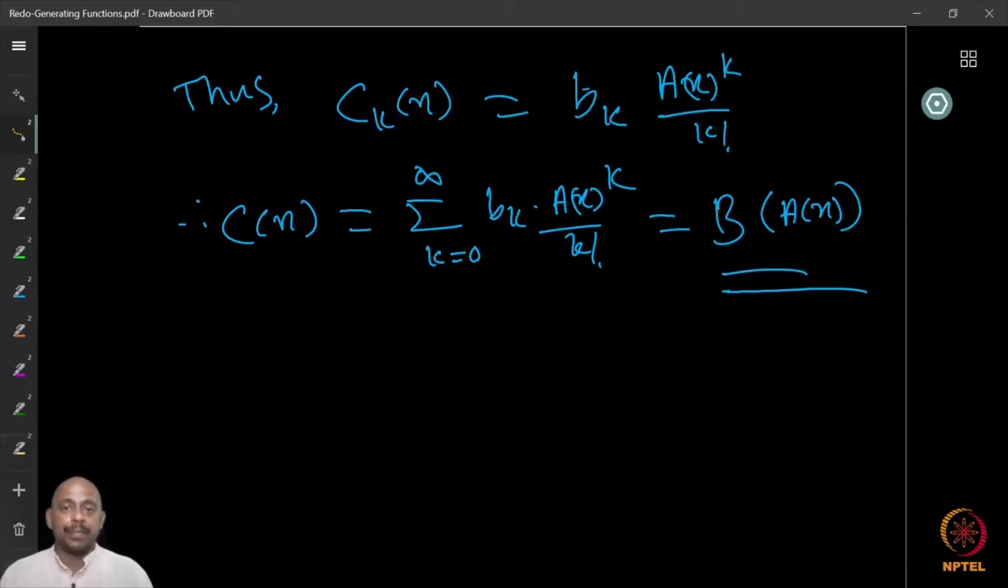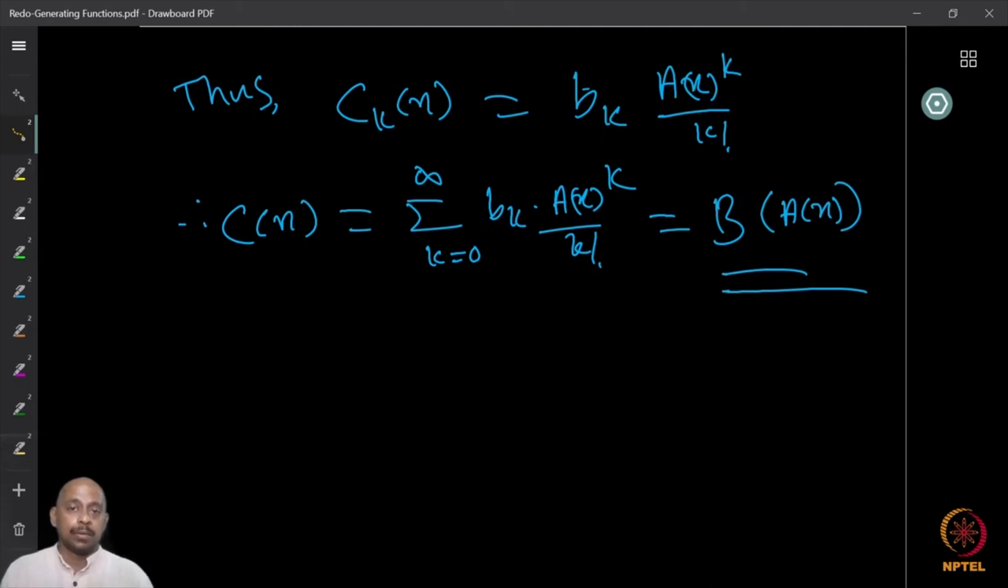b_k into (A(x))^k by k factorial, because (A(x))^k by k factorial is the number of ways we can put A structures on the k blocks. And b_k is the number of ways to make B structures from the k distinct objects that we have obtained, right? So therefore, it is b_k into (A(x))^k by k factorial.